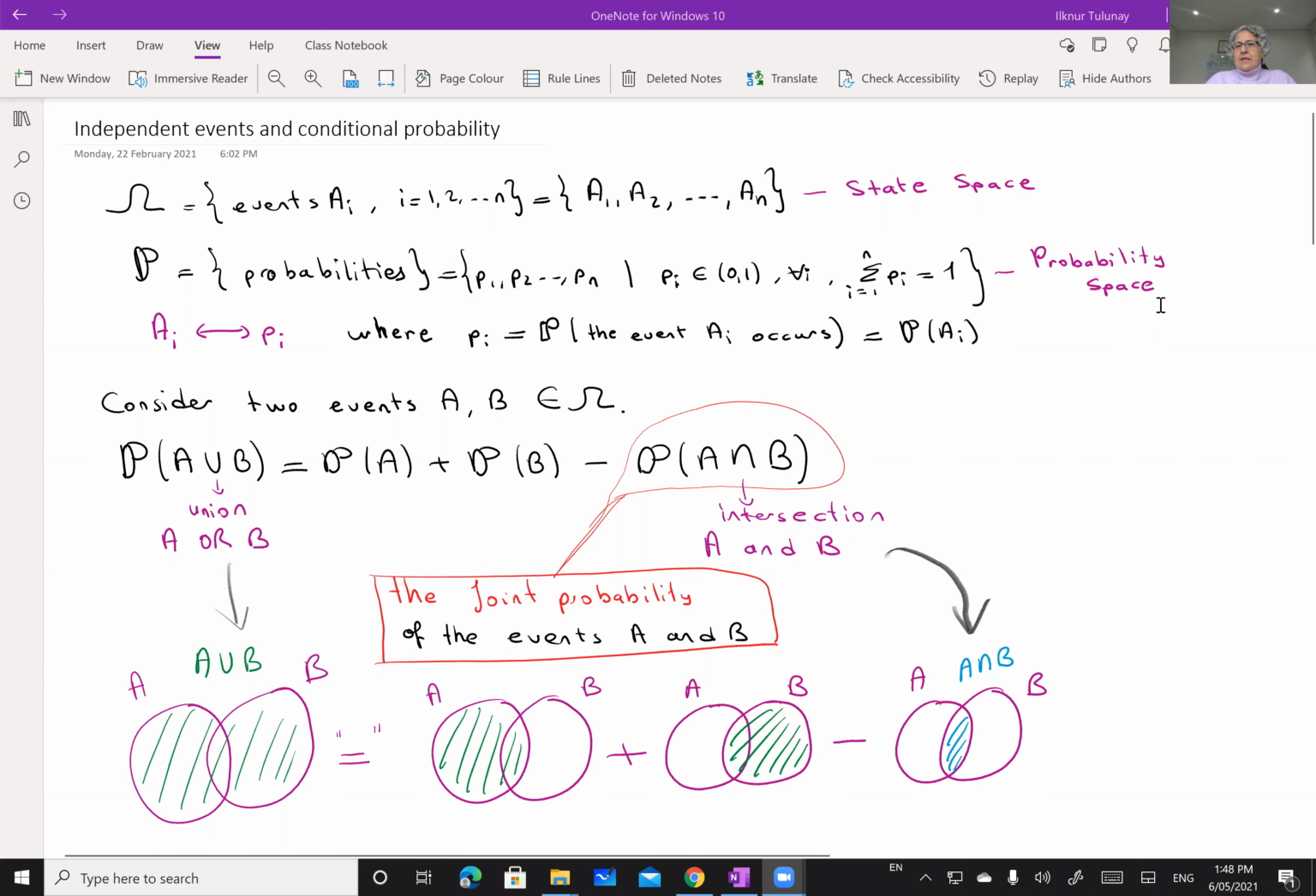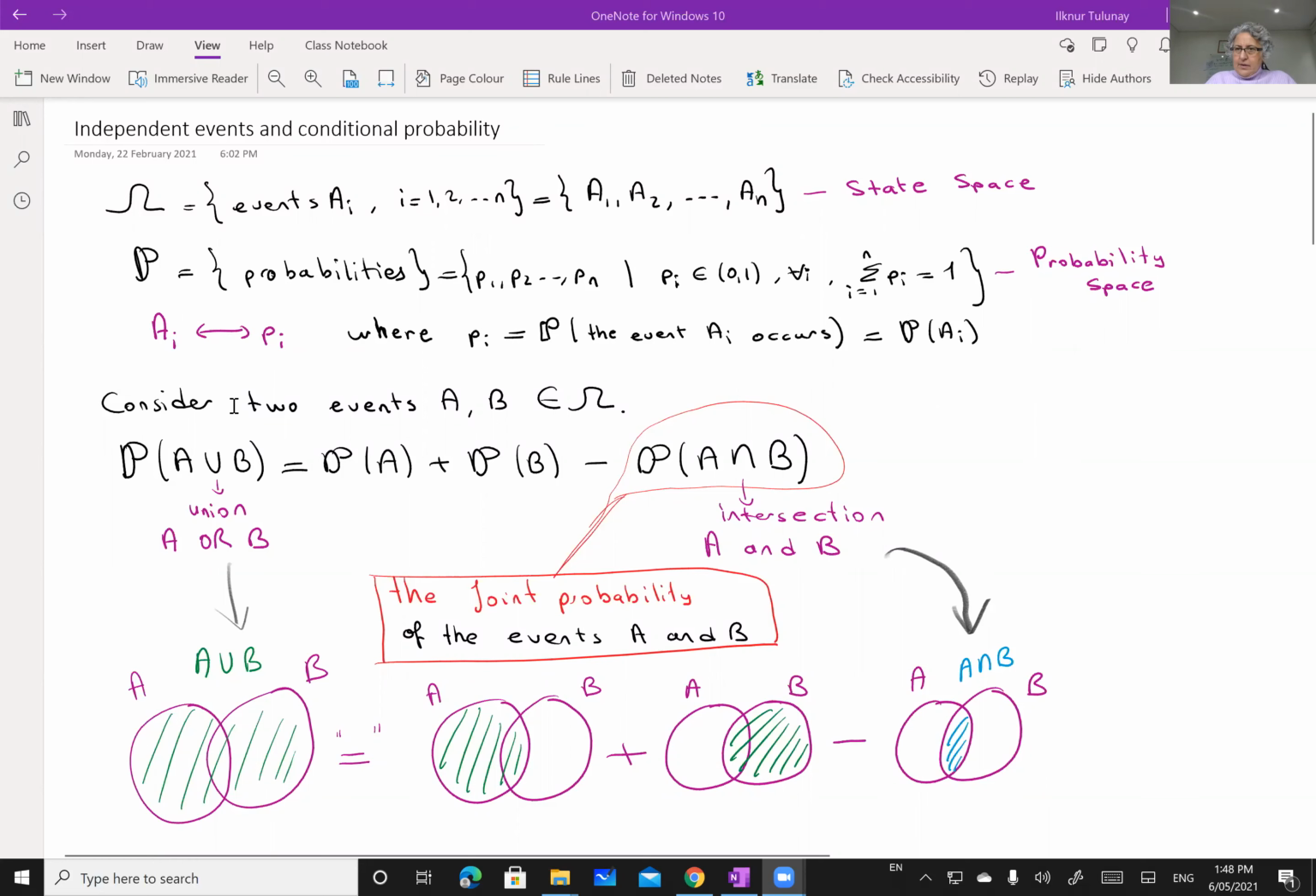That's the probability space. The state space and the probability space are related to each other. There is a one-to-one correspondence between them. So each event and each probability: for each event here, we have a probability here, and for each probability here, we have an event there. So Ai corresponds to Pi. And the connection rule is that Pi denotes the probability that the event Ai occurs. Shortly, we write P of Ai.